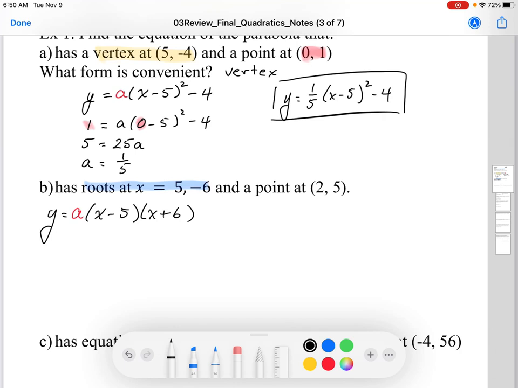If we put a plus something on this, it is no longer factored form. We never have a plus something at the end of the factored form. As soon as we put a plus in there, it's not factored. So there's our equation, and we just need to solve for a. Again, I'm going to use the coordinate that I have here, 2 and 5, to substitute for the x and y.